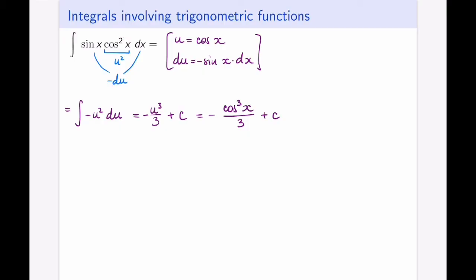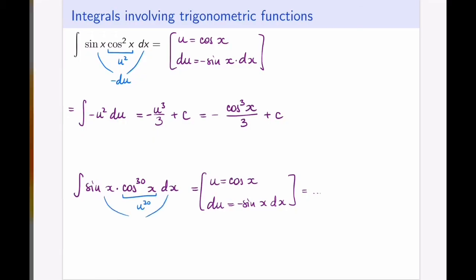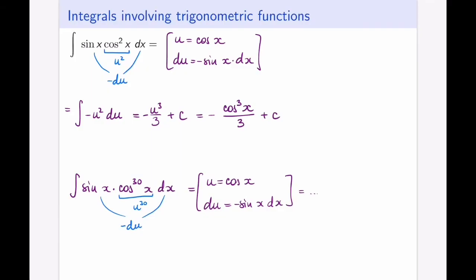So if this is my first example, let's take a look at the next one. What if the power was, let's say, 30? Cosine to power 30 of x dx. Would my approach to solving this integral change in any way? Not really, because notice that again, if I set u to be cosine x here, then du, as before, will simply be minus sine x dx, and then the rest of the calculations will look analogous to before. This will be u to power 30, and sine x dx will together form a negative du.